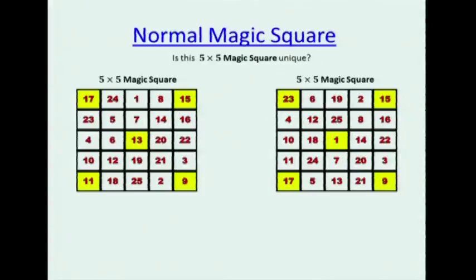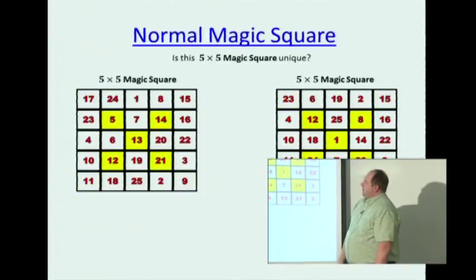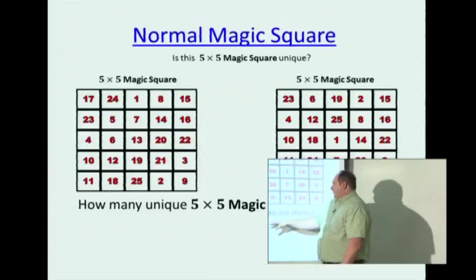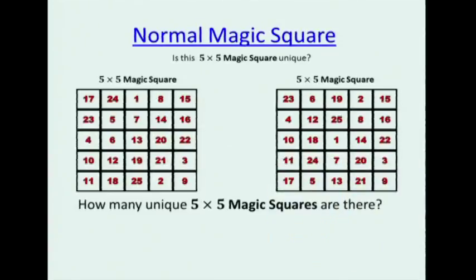There are some similarities though. Each corner with the middle adds up to the magic number. This pattern on both adds up to the magic number. But how many unique 5 by 5 magic squares are there? Would anyone like to guess? Is it more than 7? What do you think? Do you think it's more than 7? More than 10? Well, as it turns out, it's that many.